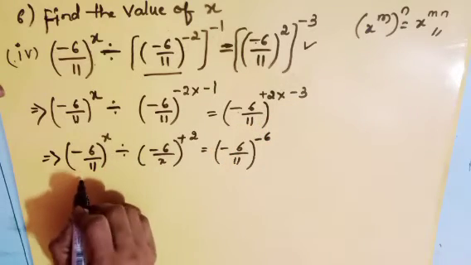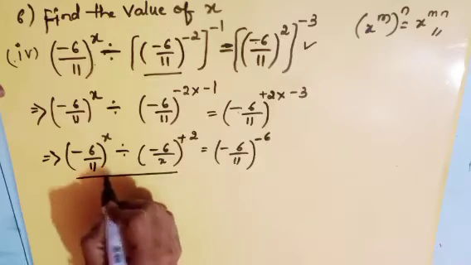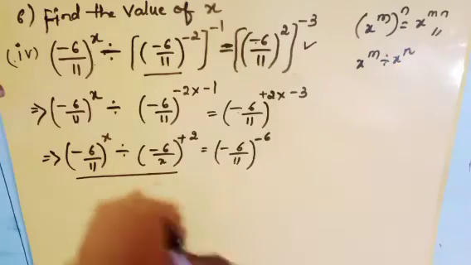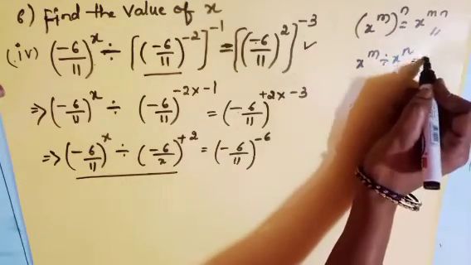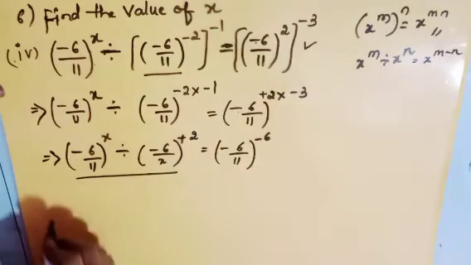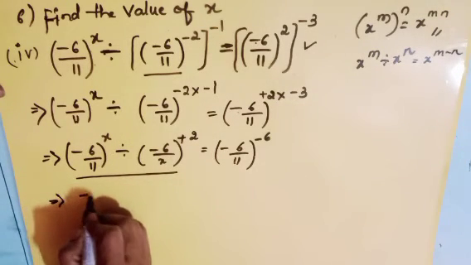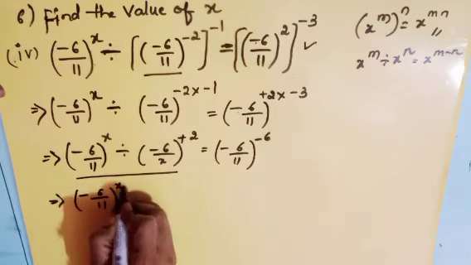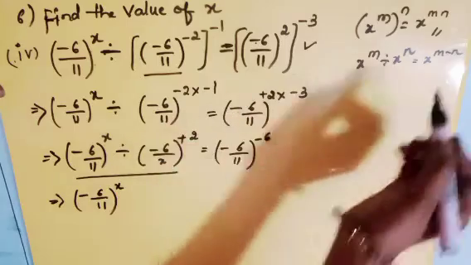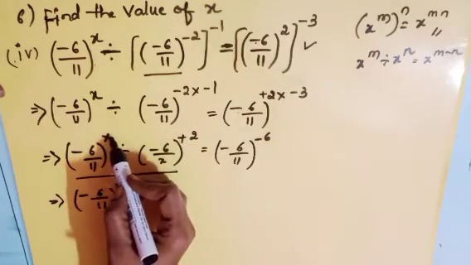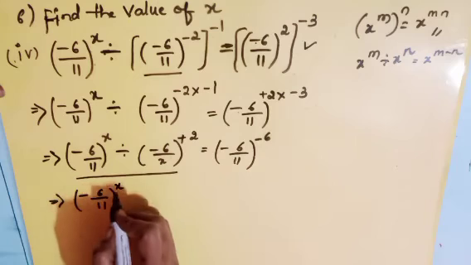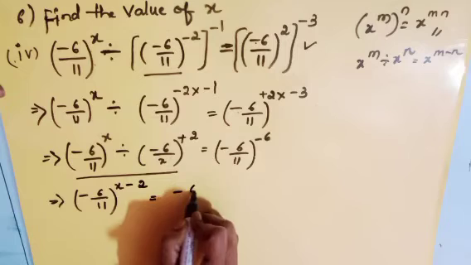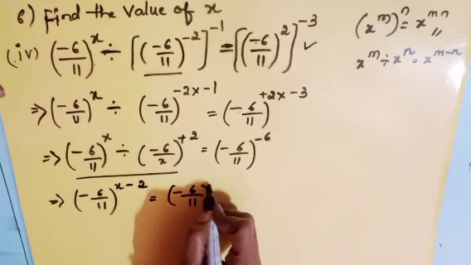Now see here, left side is in the form of x^m divided by x^n. So we have to apply the second law here, that is x^(m minus n). So let us apply the second law, that is (-6/11)^x, m minus n. The value of m is x, the value of n is 2, that is x minus 2, equals (-6/11)^-6.